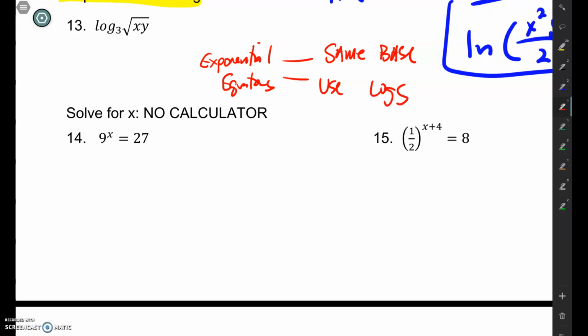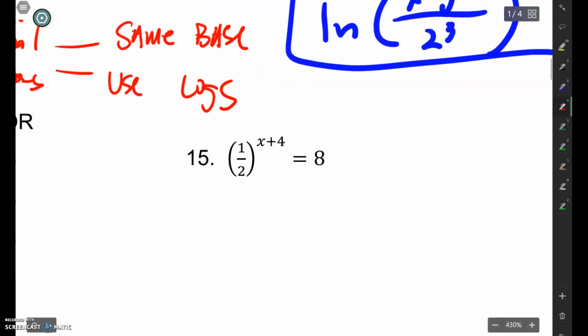What do I mean by same base? I can only do one of these, so I'm going to do 15. You can do 14. I see that 1/2 and 8. I know those are different numbers, but those can both be written as 2 to the something power. 8 is probably the easiest to see. That's just 2 to the third power. But 1/2, that's 2 to the -1 power. Don't believe me? Type it in your calculator. 2 to the -1, it'll give you 0.5.